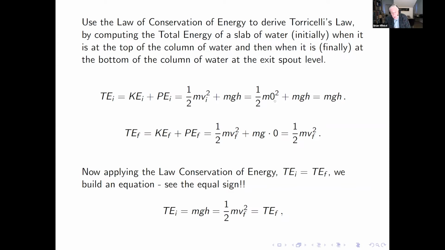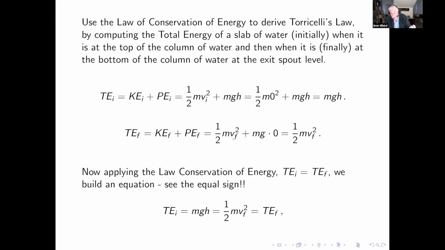So initially, we're going to release this object. It has zero velocity, hence zero here. So the initial total energy is zero kinetic energy plus all of its energy is in potential. It's just mass times gravitational acceleration times height. Now for the final energy, when that slab of water is down at the bottom and it has height zero relative to the borehole, it doesn't have any potential energy. It's shot. But it has picked up a lot of kinetic energy.